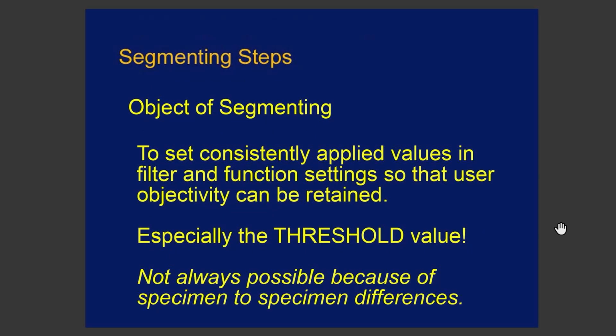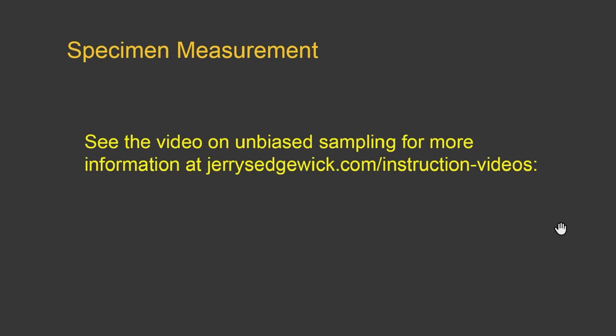So the object of segmenting is to consistently set filter and function settings so that objectivity can be maintained, especially the threshold value. Note that it's not always possible because of specimen to specimen differences. See the video on unbiased sampling for more information at my website, jerrysedgewick.com.